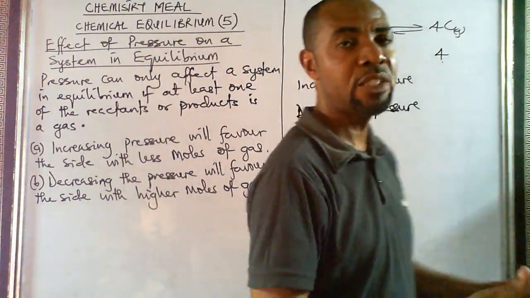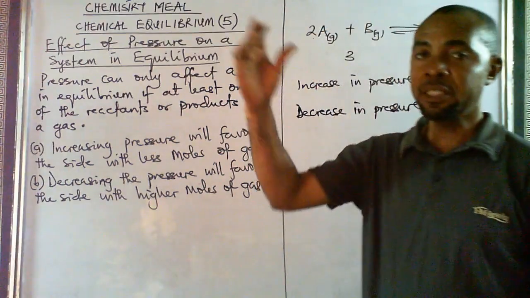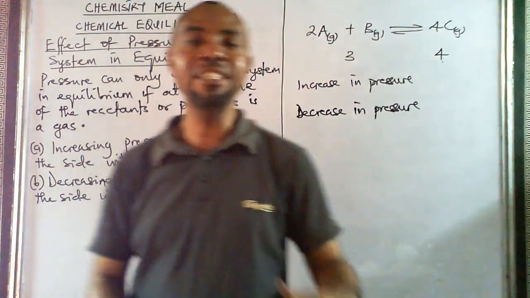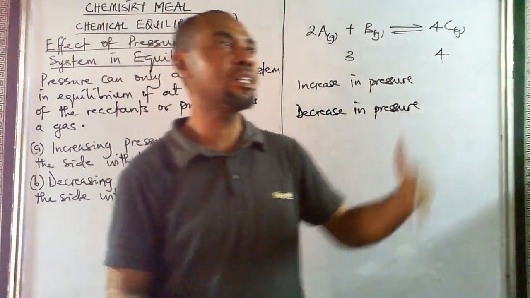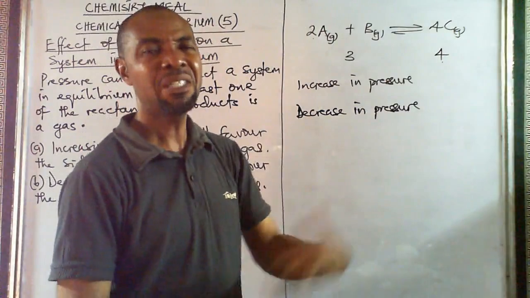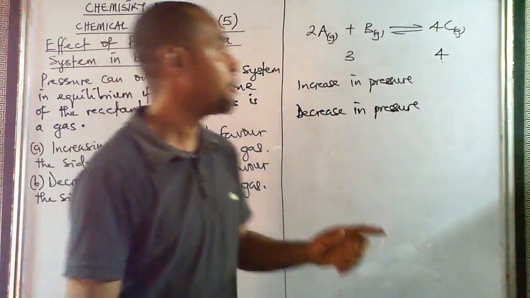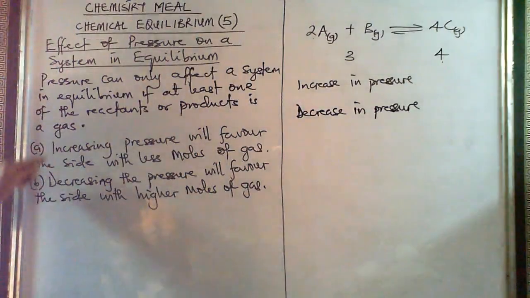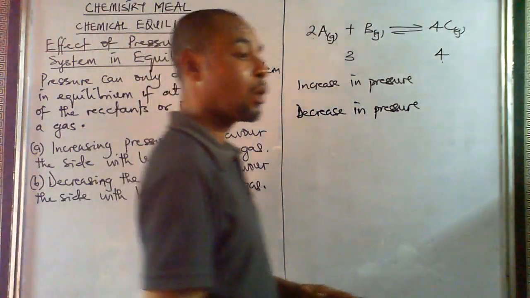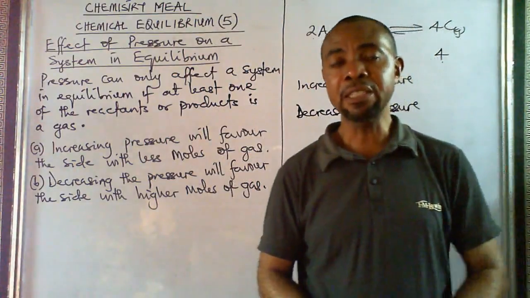So you can convert it to a sum. An increase in pressure will favor what? The side with what? Fewer moles of gases. Then a decrease in pressure will favor the side with what? Higher moles of gases. So you can make it a song until it becomes part of you. So very important, these two statements are very important. That's the key to answering questions concerning the effect of pressure on a system that is in equilibrium.